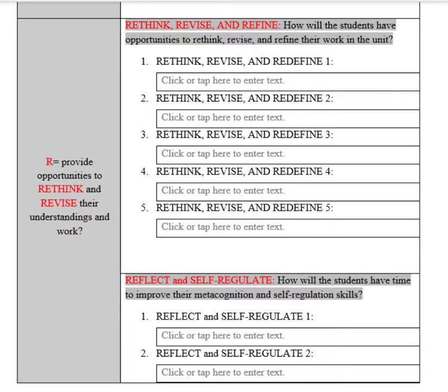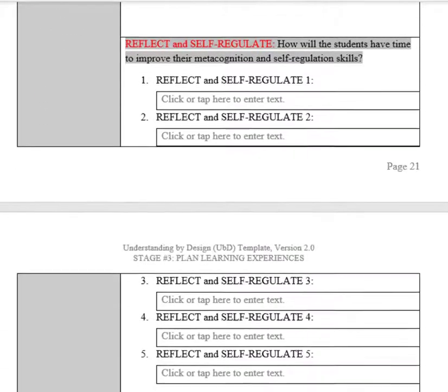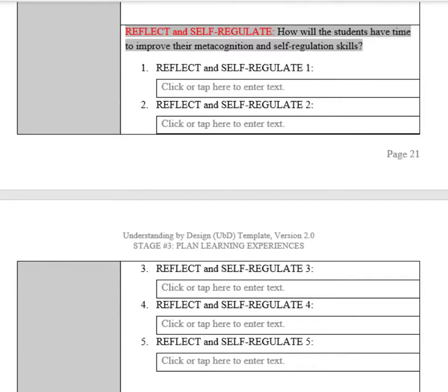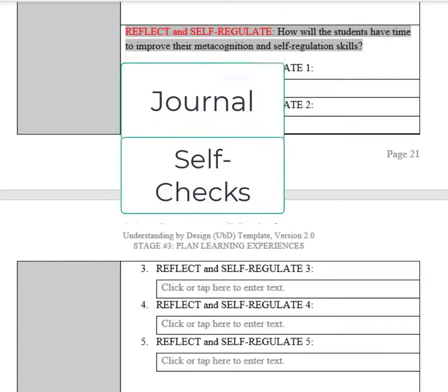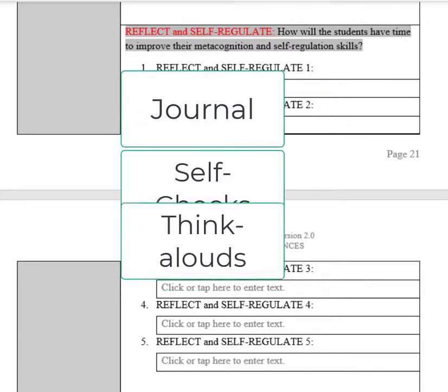In the reflect and self-regulate section, the course designer will create activities that encourage self-reflection and further development of metacognition. Examples of reflective activities are the following: journal, frequent self-checks, and think alouds.